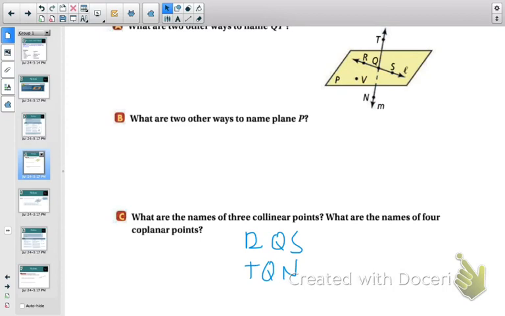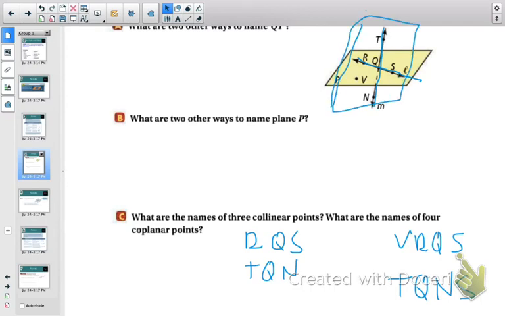Coplanar, 4 coplanar points, just points that fall on the same plane. So we could say V, R, Q, and S, because they all fall on plane P. In fact, you can also say points T, Q, N, and S, because they would fall on this vertical plane that goes through these 2 lines here. So it looks kind of like this. Even though there's not a plane drawn there, you could fit a plane that hits all 4 of those points. So those are also coplanar.